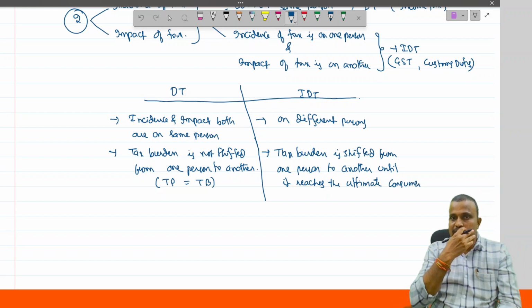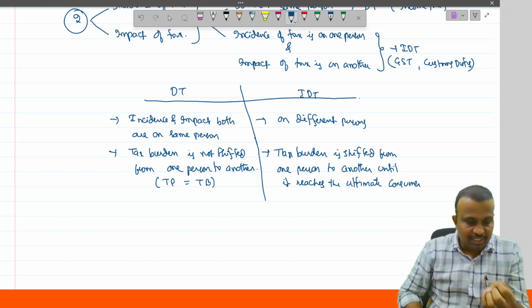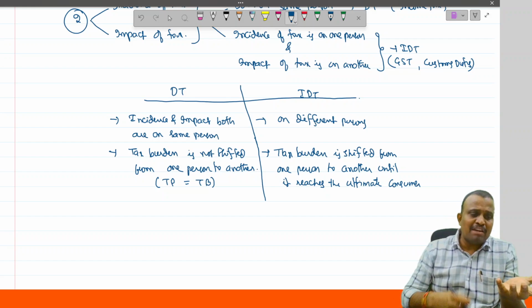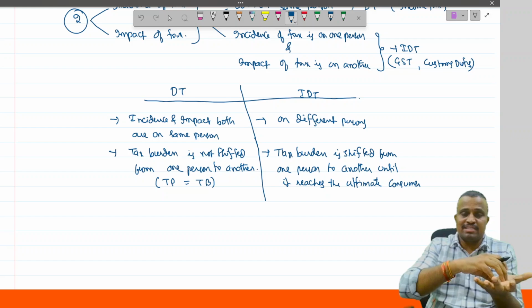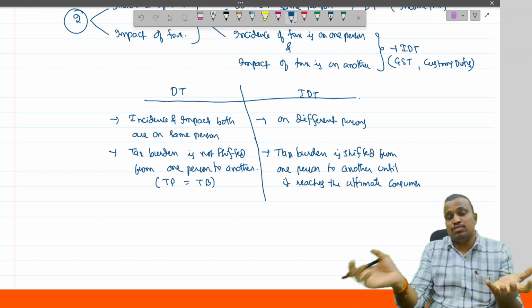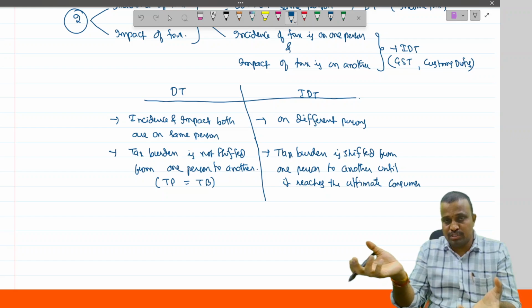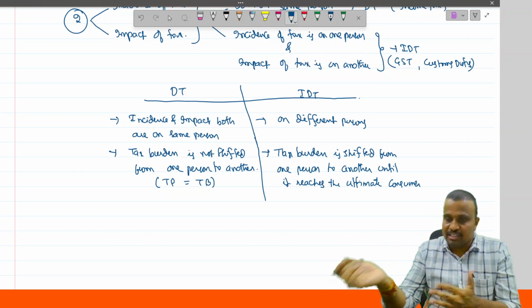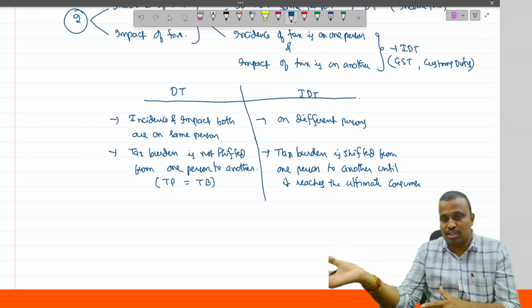Until it reaches the ultimate consumer. For example, first tax is levied by the government on the manufacturer. Then the manufacturer ships the product, sells the product to the distributor. Then the burden to pay the tax is also shifted from the manufacturer to the distributor, from there to the wholesaler, from there to the retailer, and from there to the ultimate consumer.